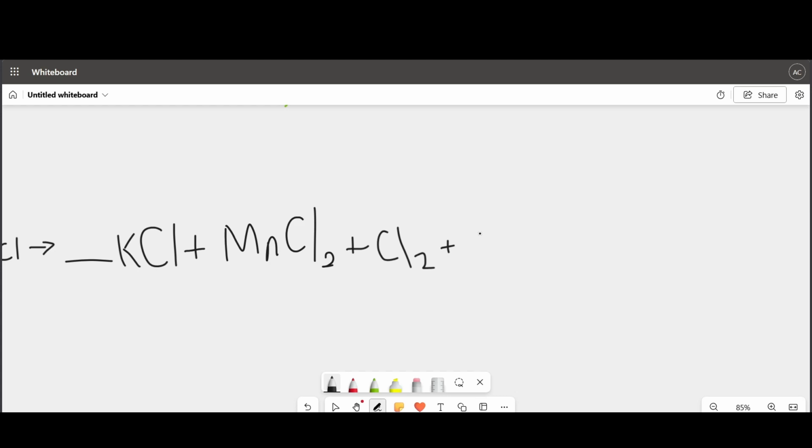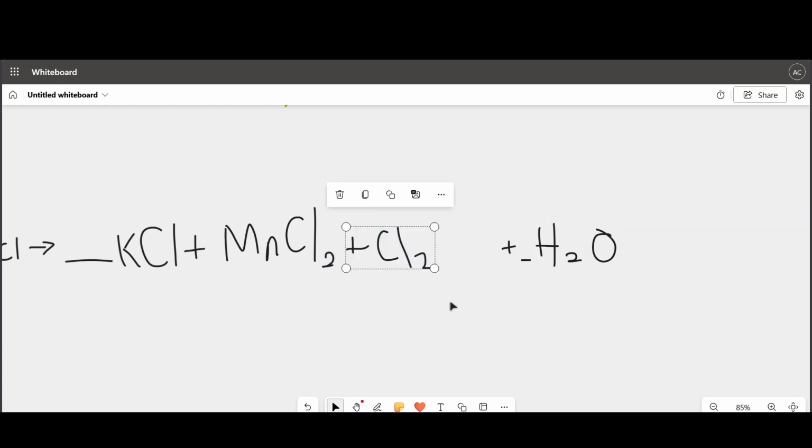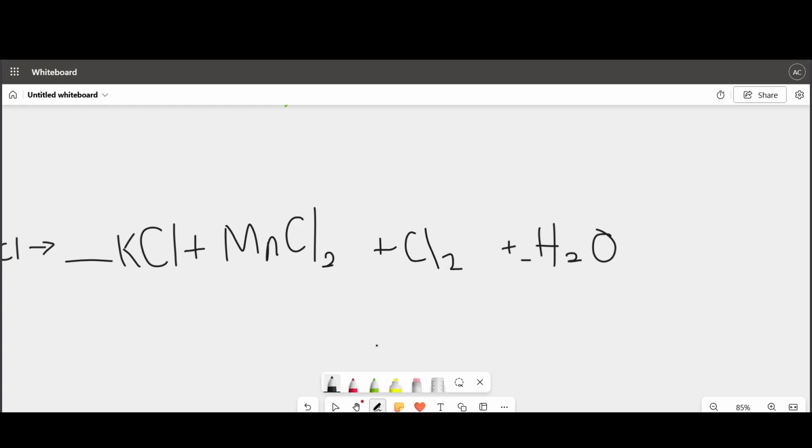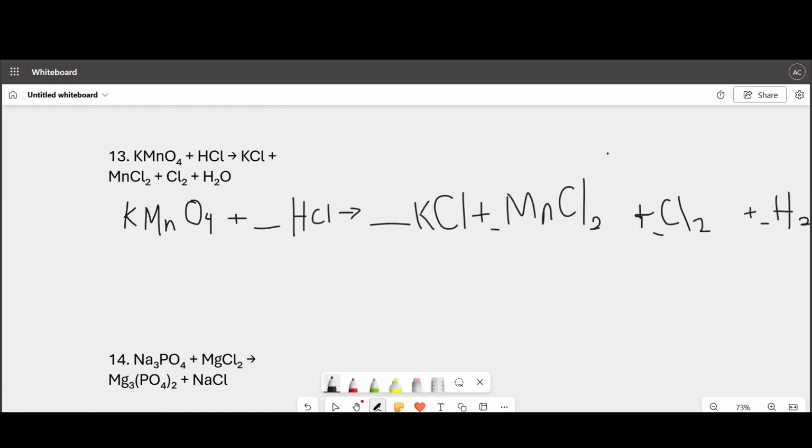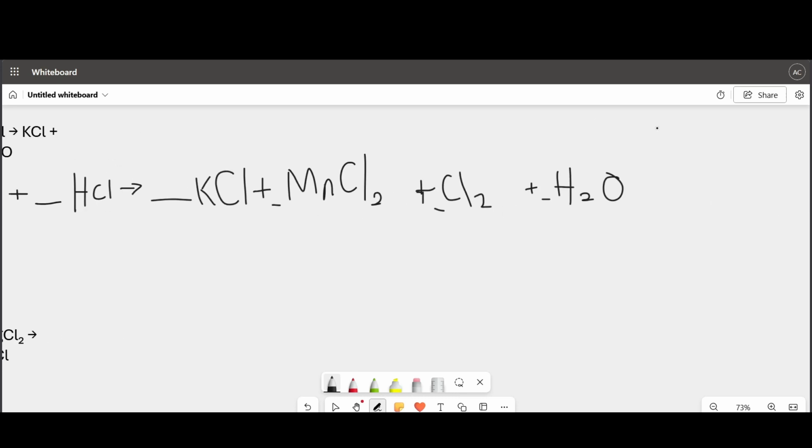Okay, so we got coefficients here. Then the coefficients here. Okay, so let's balance oxygen first. There are 4 oxygen, so let's put 4 over here. After that, oxygen is already balanced.